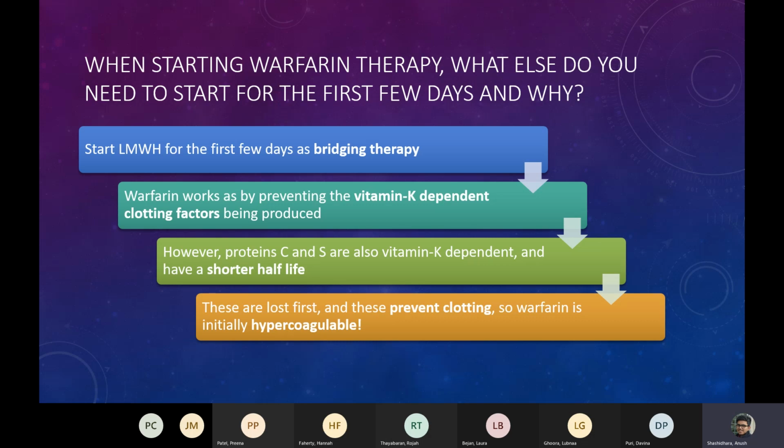So the reason you start low molecular weight heparin as bridging therapy is because warfarin works by preventing the synthesis of these vitamin K dependent clotting factors. Does anyone remember what those are? God, that's a throwback to first year. Anyone remember?